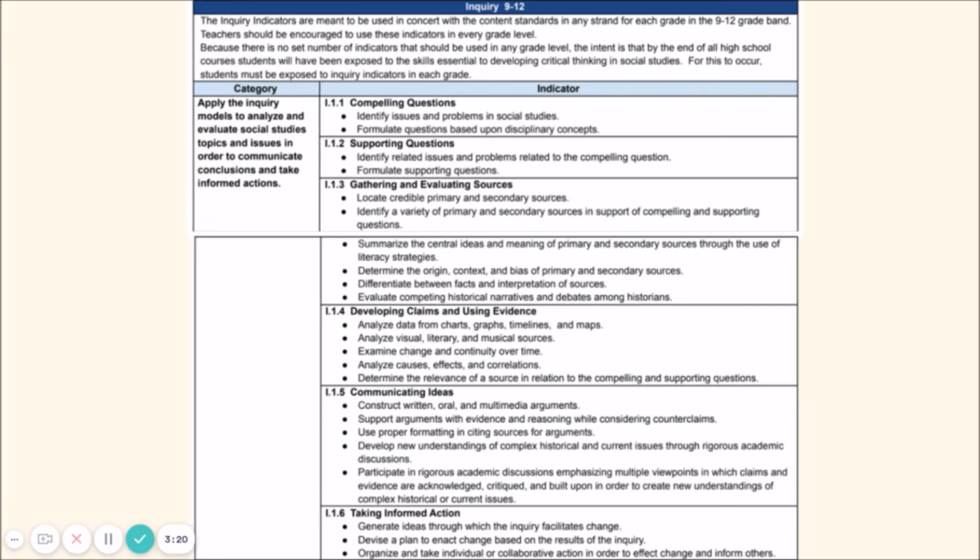They'll use those sources in order to develop a claim or an answer to the compelling question and use evidence to support their answer. And so they'll be asked to look at multiple viewpoints on the same topic. They'll also then communicate those ideas, and then they'll take informed action, which is the civic-minded piece, where students are going to be trying to facilitate change, or at least get them thinking about how do we facilitate change in our own world and society to improve our world.